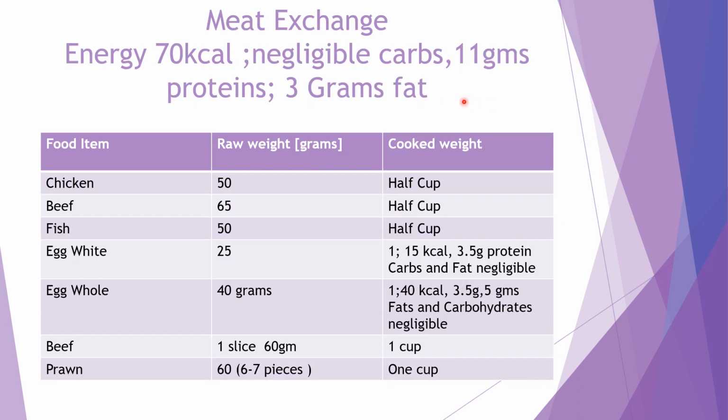So meat exchange, one exchange or one portion, that is 50 gram, provides 70 kilocalories, a negligible amount of carbs, 11 grams of protein and 3 grams of fat, which is coming up to half cup. Different meat exchanges are there: chicken, beef, fish, egg white, egg whole, prawn.